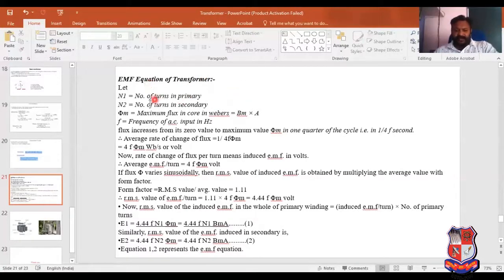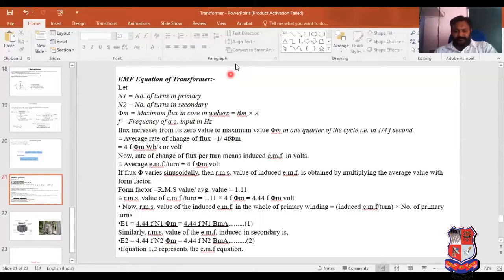So for the EMF equation, let N1 be the number of turns in primary and N2 the turns in secondary. Phi m is the maximum flux in the core in Weber, that will be Bm into A, right? Frequency F for AC input in Hertz. Flux increases from its zero value to maximum value phi m in 1/4 of a cycle. The average rate of change of flux is 1 by 4 F phi m.